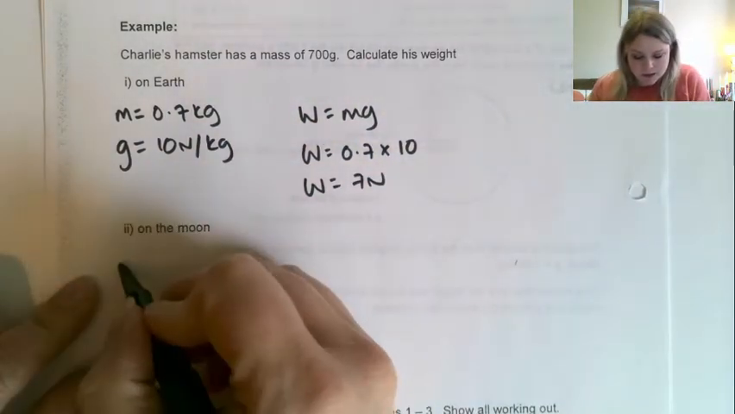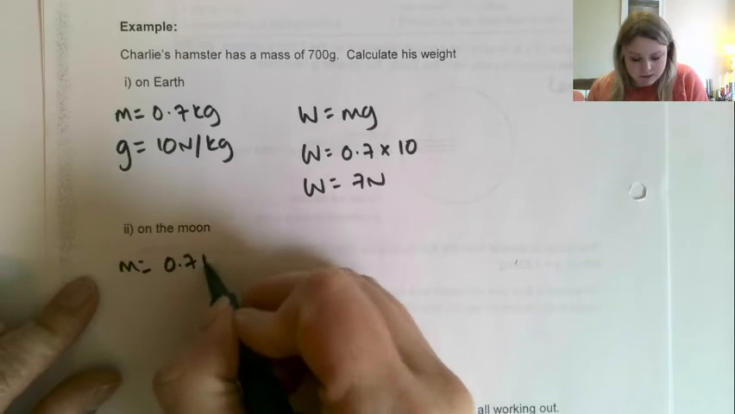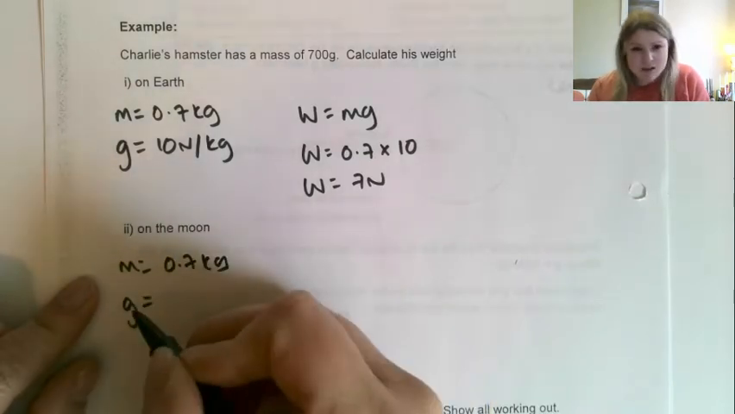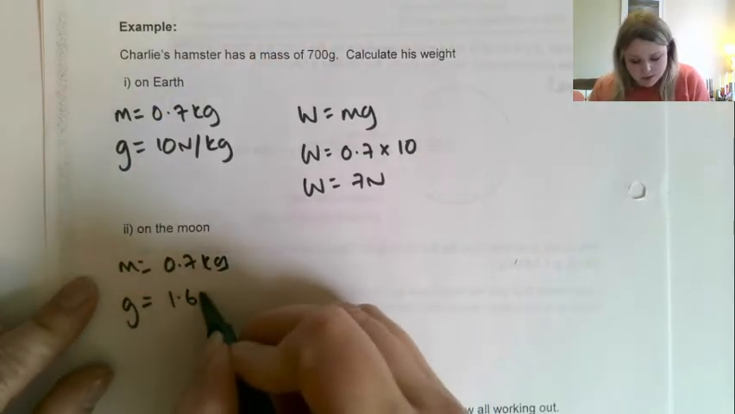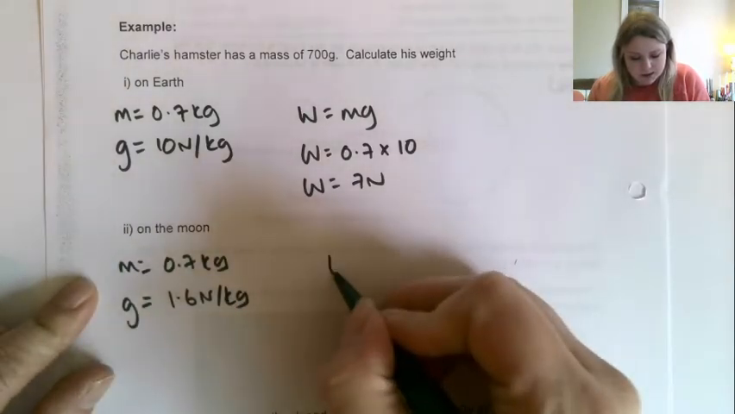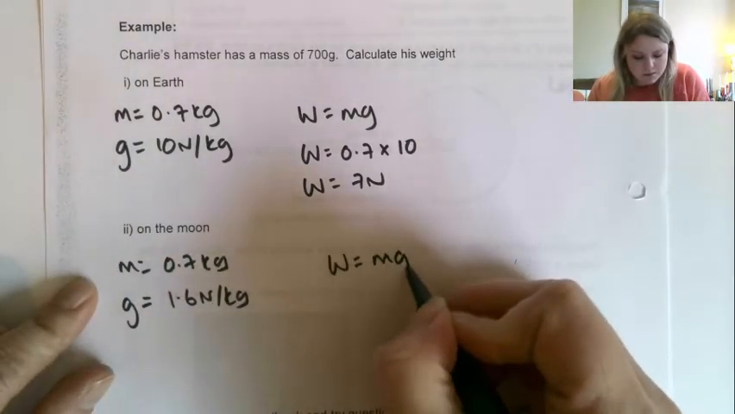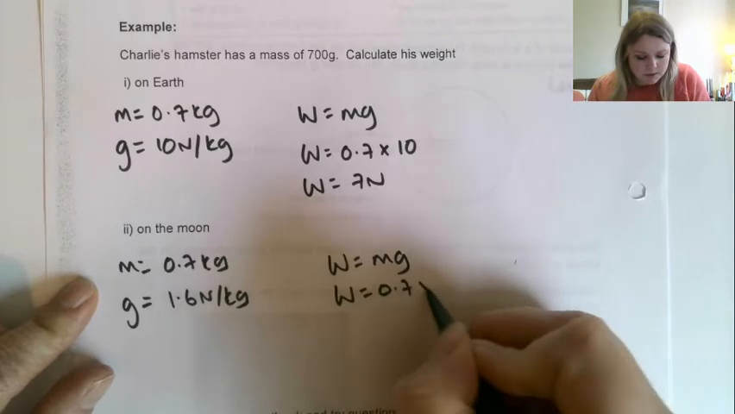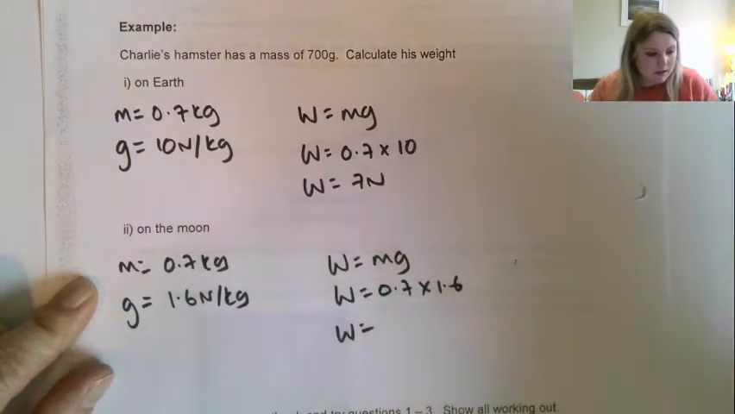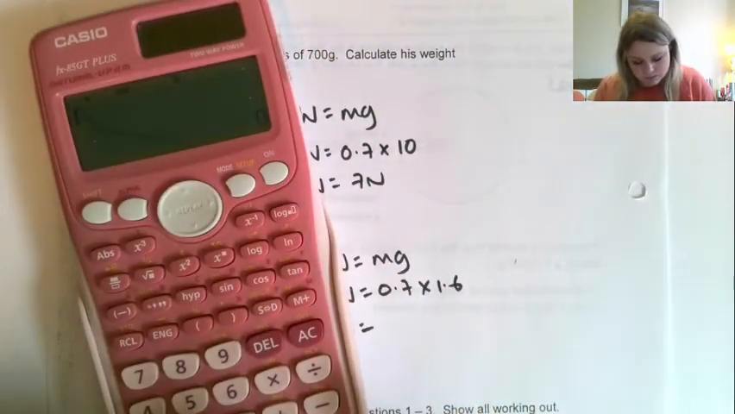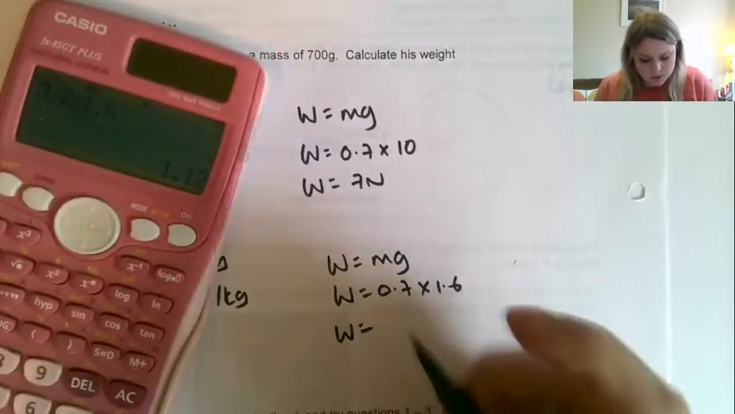On the moon, mass is still 0.7. g, it told us on that previous page, do you remember? 1.6. And we have to calculate the weight. So 0.7 multiplied by 1.6 is 1.12.